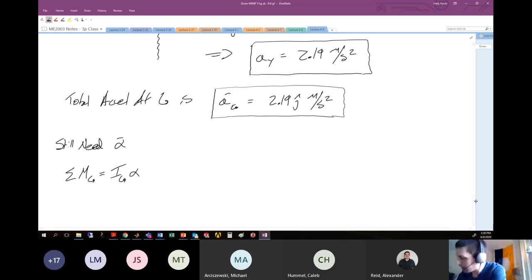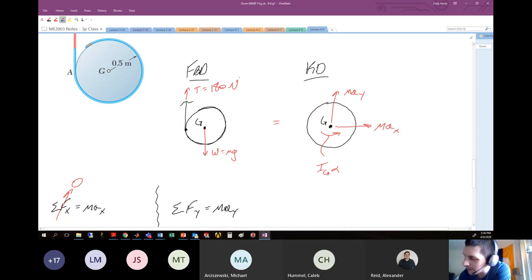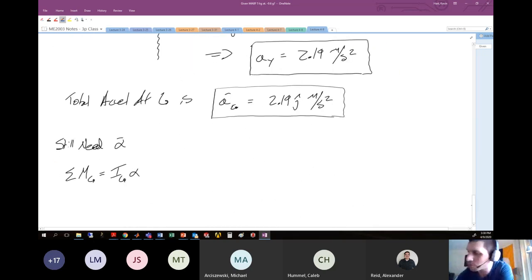Back to my free body diagram to determine the moments. The only contribution to the moments is from this 180 Newton force. The line of action of that force is here, and the distance between the center of gravity and the line of action is just the radius of the disk. When I do location crossed with the force, my thumb will be into the paper, so I have a negative contribution for that 180 Newton force.